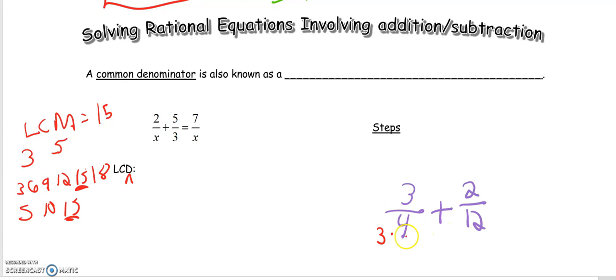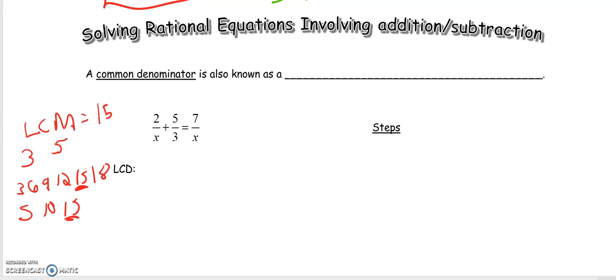Well, I could take the 4 and multiply it by 3. That would give me 12. But if I do it on the bottom, I have to do it on the top as well. So this would give me a 9 over 12 plus a 2 over 12, and then I could go ahead and add them. That's actually what we will be doing in this section, that idea of trying to get them to be the same denominator.